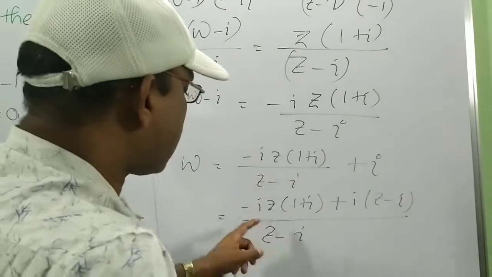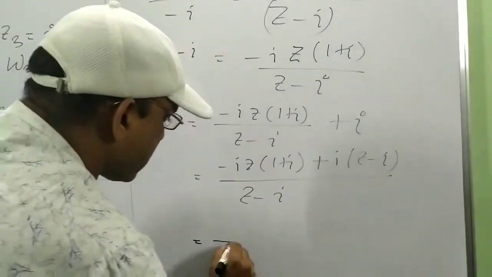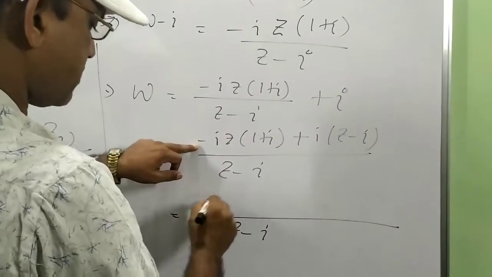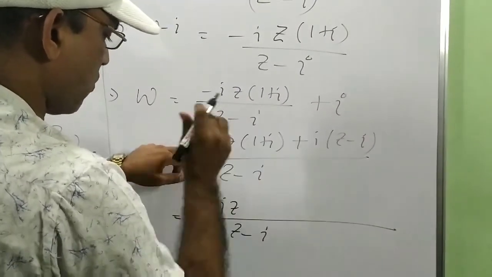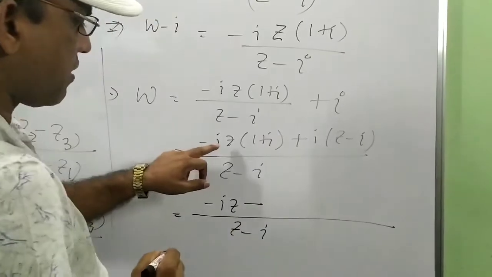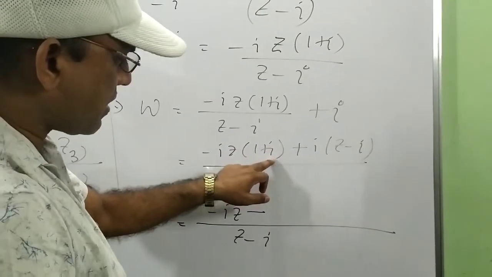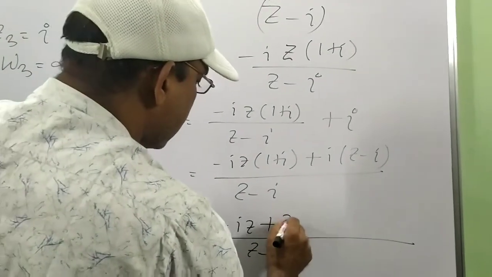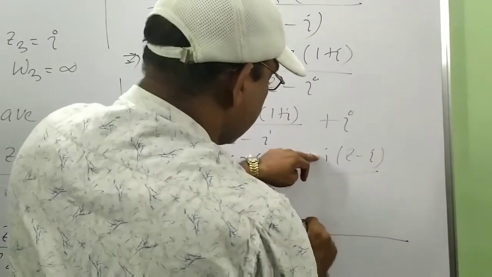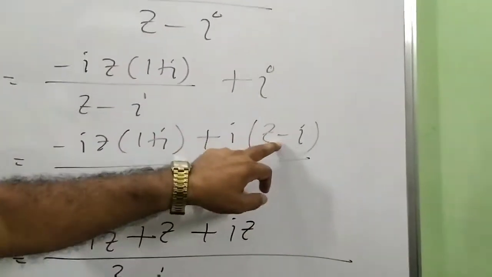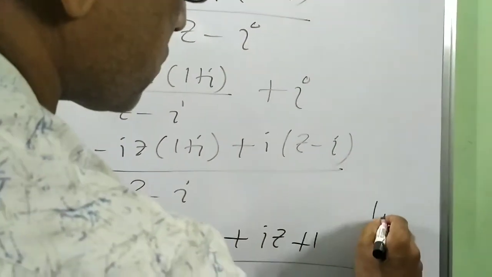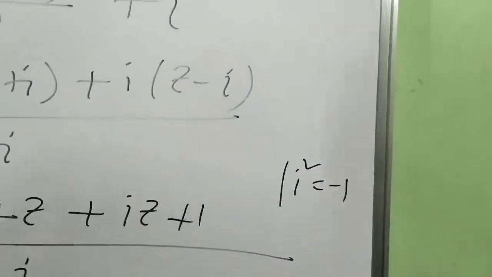Now multiplying these as usual multiplication, z minus i, this is -iz into 1, this one -i² z, i² is -1, this is z we get, and this is iz, i² minus i² means plus 1, because we know i² equals -1.